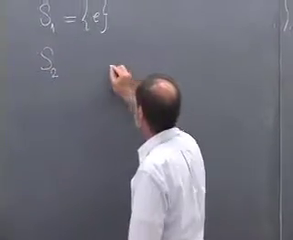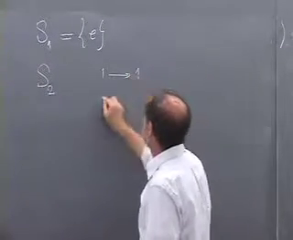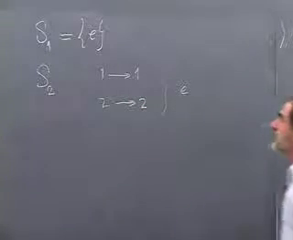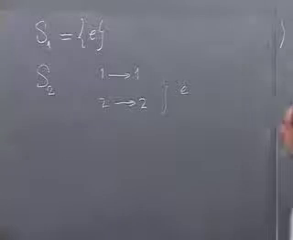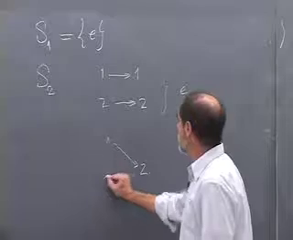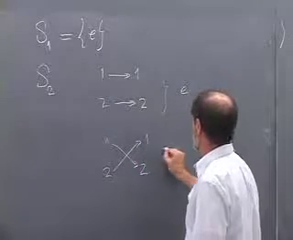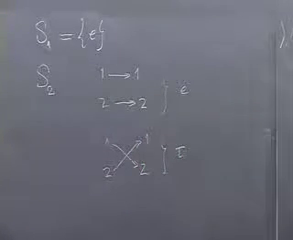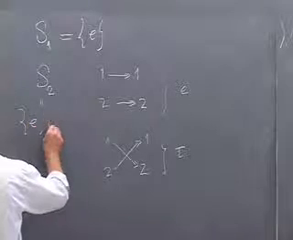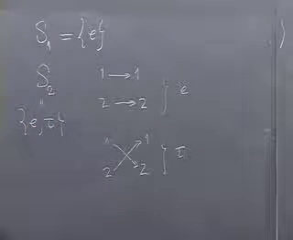How about S2? Well, there's the identity map that takes, let's write our permutation like this. This would be the identity permutation. Takes 1 to 1 and 2 to 2. But there's another element in this group that takes 1 to 2 and takes 2 to 1. Let's call that permutation tau. Okay, so S2 is a set which has 2 elements in it, E and tau. Those are the only possible permutations of 2 letters.